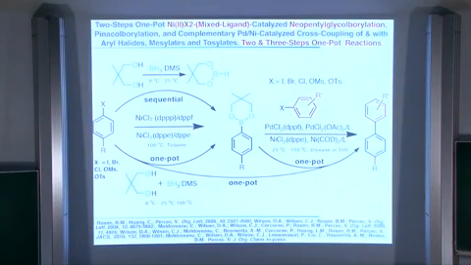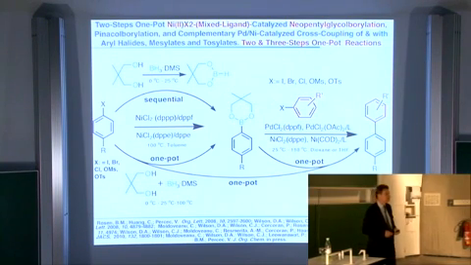So let's look at the nickel-catalyzed reaction and give you the reason and the rationale for why our group is involved in this.